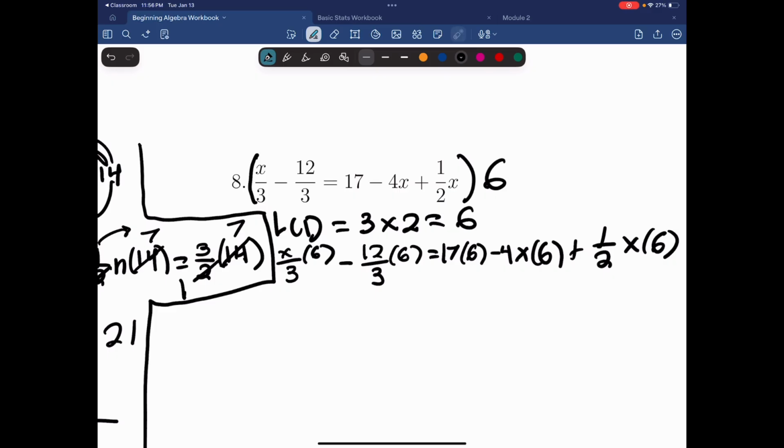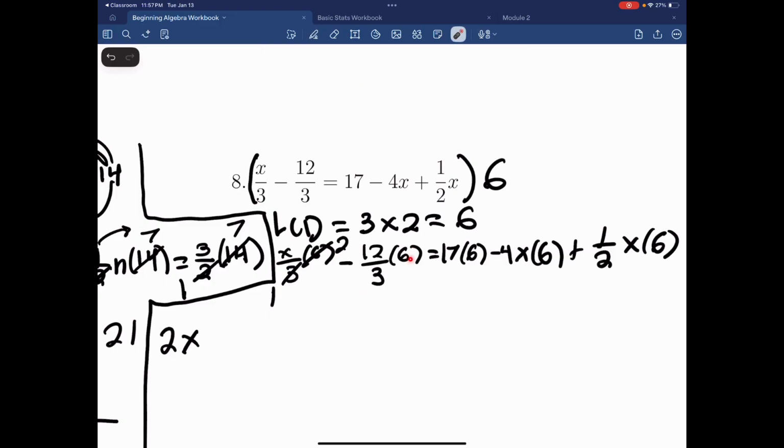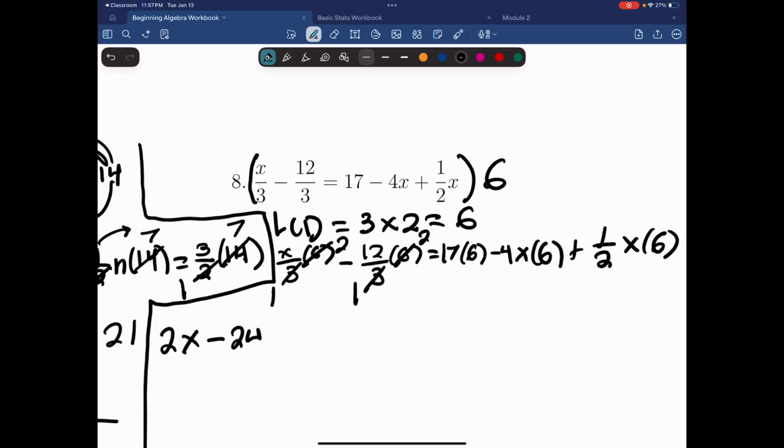Now let's simplify. Here at this first term, we can cross-reduce this 3 and 6 because both are divisible by 3. 3 divided by 3, that's 1. 6 divided by 3 is 2. So here for this first term, I'm going to write it over here. We're going to get 2x. And in the second term here, we can also cross-reduce this 3 and 6. So 3 divided by 3 is 1. 6 divided by 3 is 2. So we get 12 times 2, which is 24. So 2x minus 24. And then we got to carry down this equal sign.